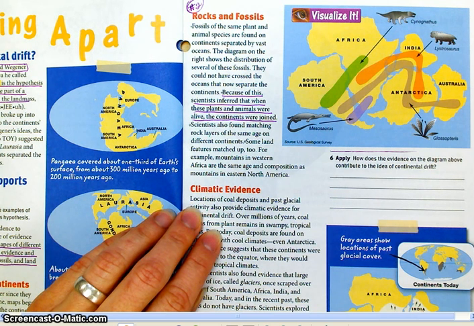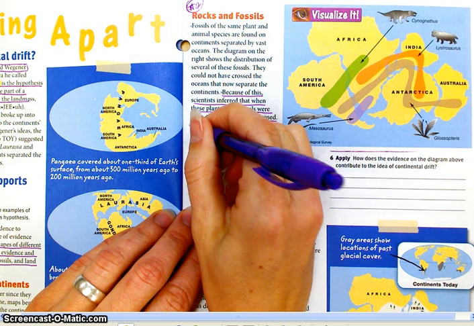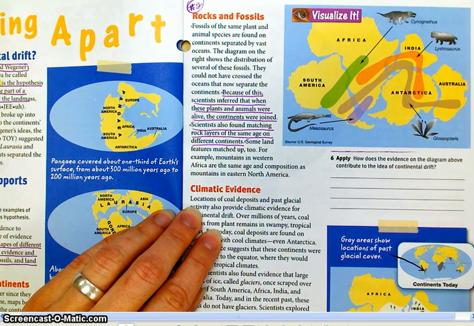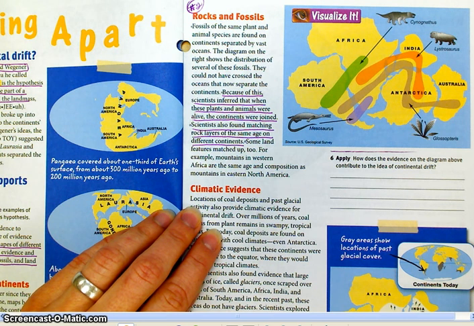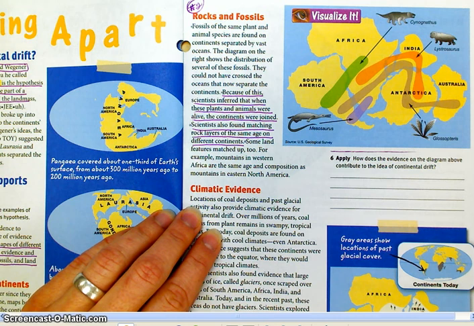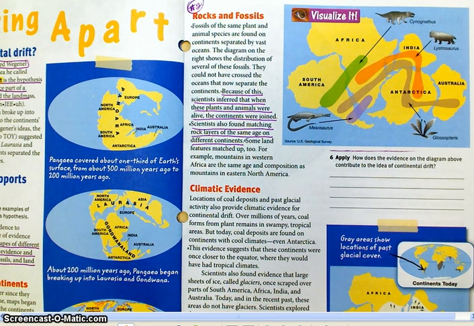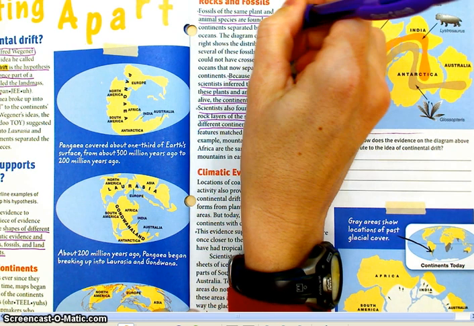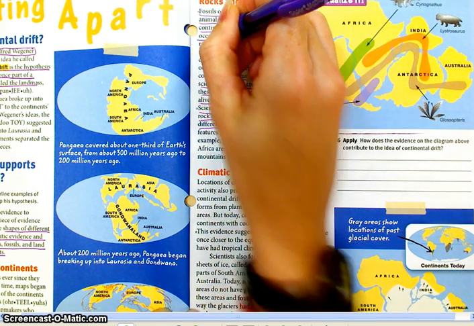Scientists also found matching rock layers of the same age on different continents. Some of the land features on different continents matched up. For example, you have mountains in Western Africa that are the same age and the same composition as mountains in eastern North America, which obviously suggests that that part of Africa and North America were once connected. All right. Go back up here. Fossils of the same plant and animal species are found on continents separated by vast oceans.